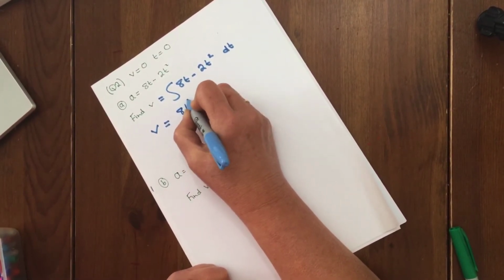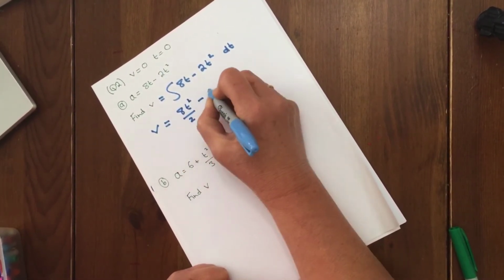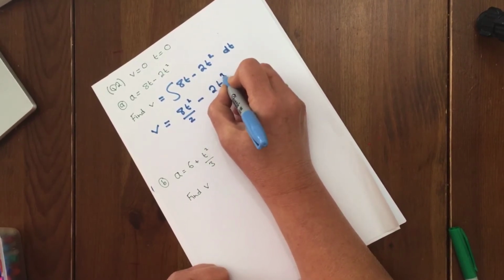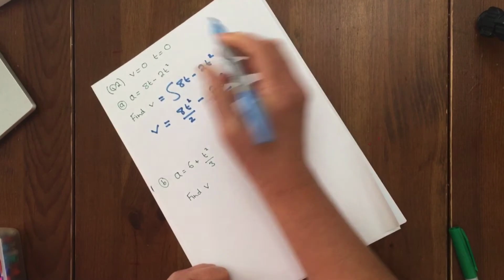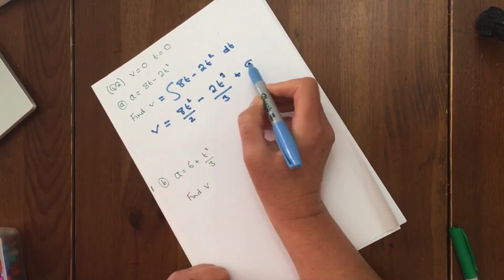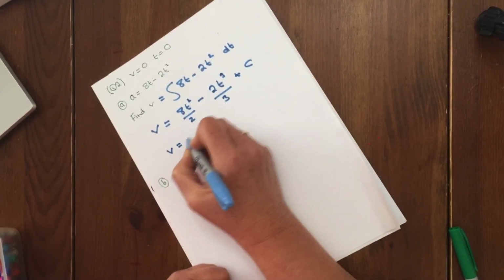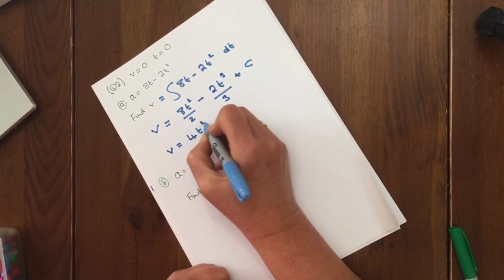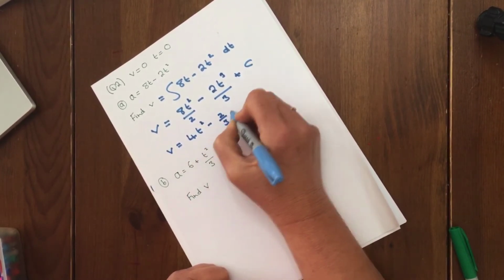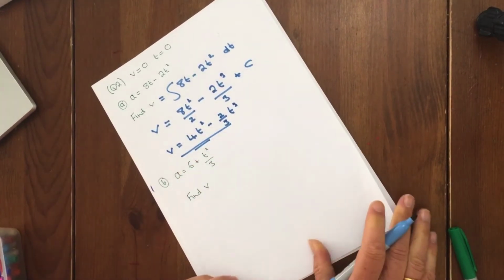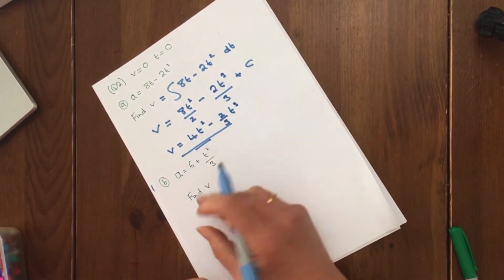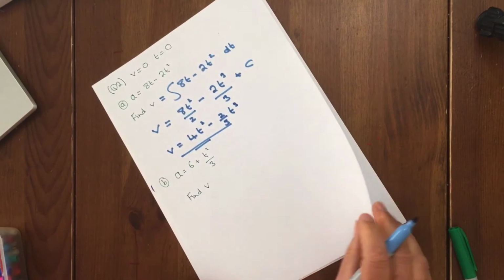Okay, add 1 to the power, divide by the new power. Add 1 to the power, divide by the new power, that's my constant. When t equals 0, v equals 0, so my constant will be 0. Tidy up, and I will have this as my solution. Okay, I'm not going to go through B, it's exactly the same as what we've just done.